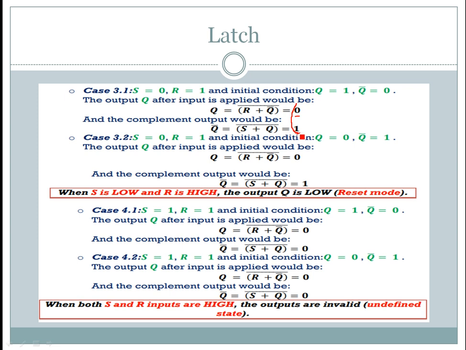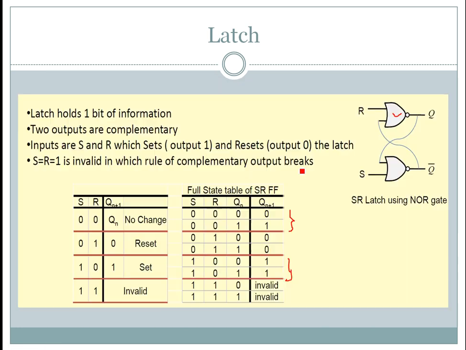Now just observe these values. When S is low and R is high, the output Q is low. See here, Q is low here, and in this also Q is low. So that means the latch is in the reset mode. You can see that in the truth table here: when S is 0 and R is 1, the output Q is 0 only. So the latch is in reset mode.